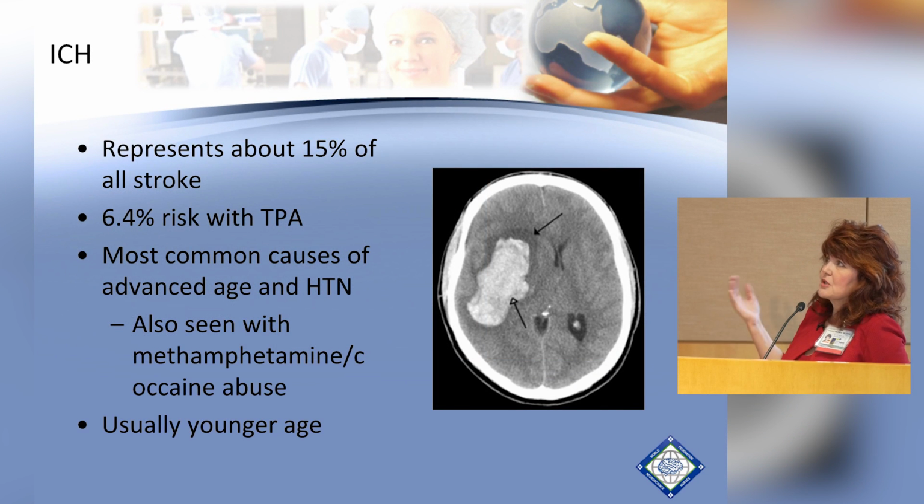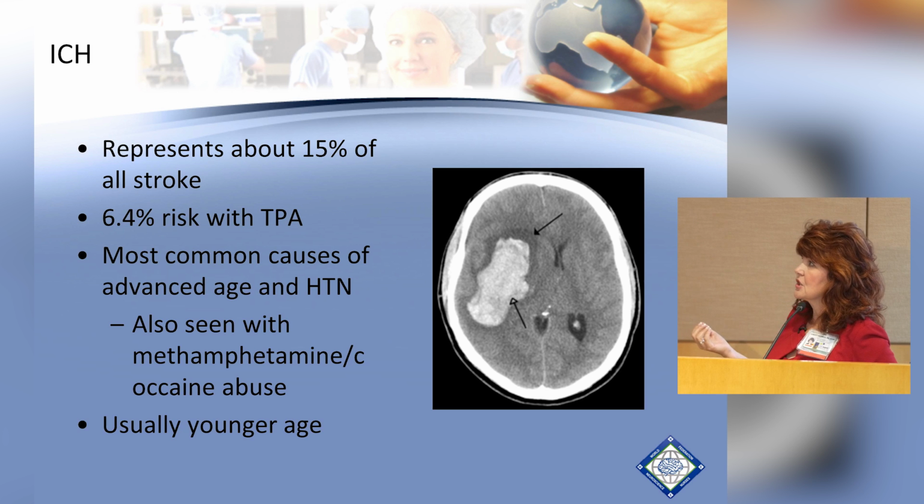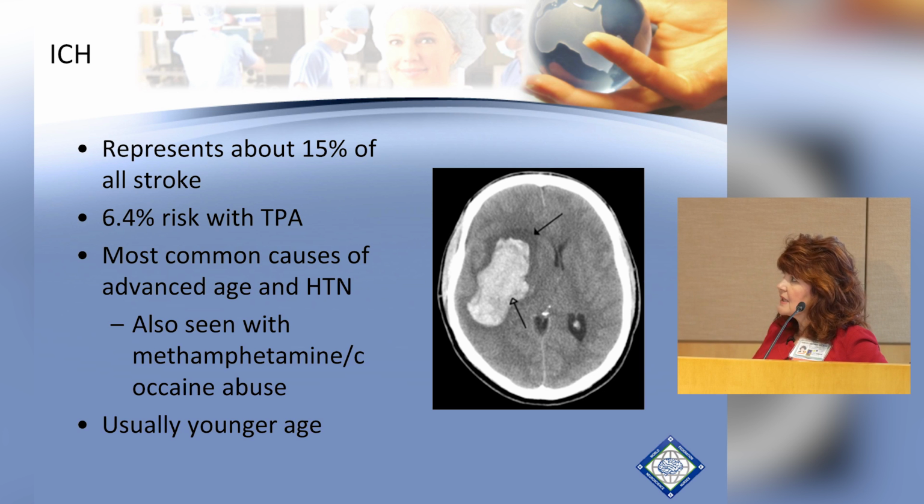So intracerebral hemorrhage, I want to touch on that. About 15% of all strokes are going to be intracerebral hemorrhage, and this is a large hemorrhage that you see here. And you can see edema all the way around the hemorrhage and midline shift. So the structures are all shifted over and the ventricles are compressed. You see how it's pushed down on one side?